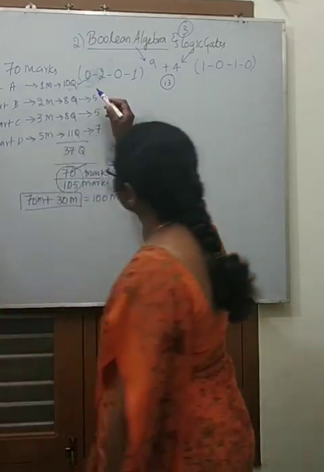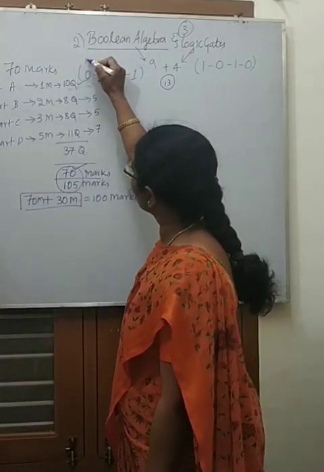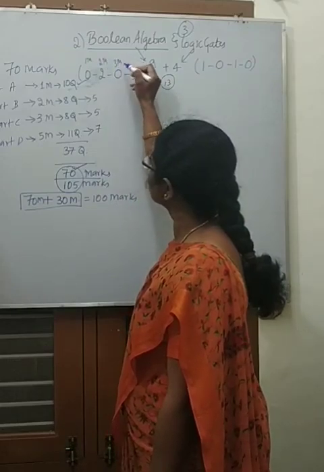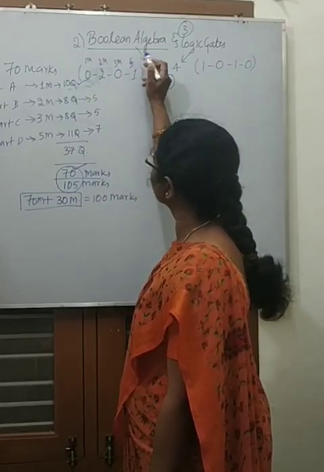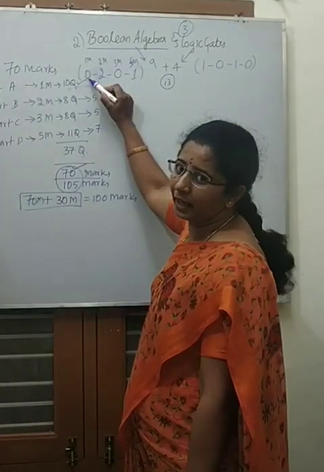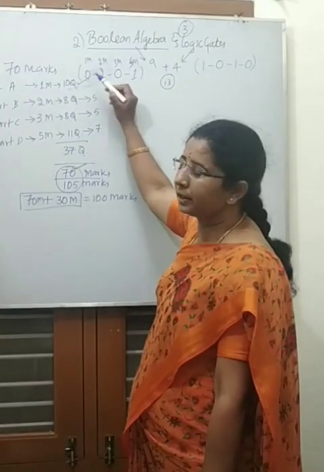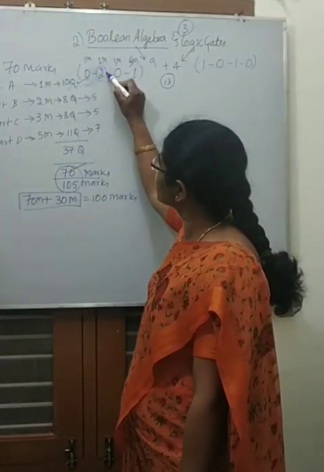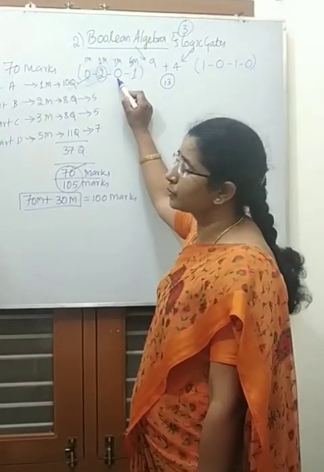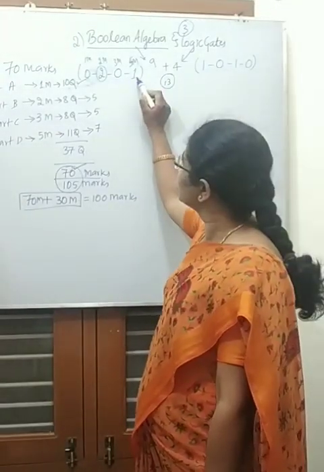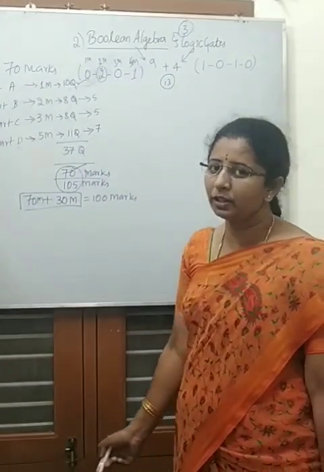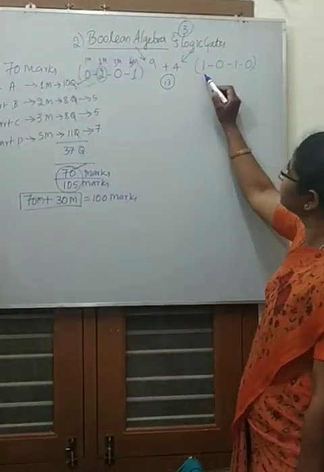So come back here. This means 1 mark, this means 2 marks, this means 3 marks, this means 5 marks. There is no question from part A. There are 2 questions from part B of 2 marks. There is no question of 3 marks. There is only 1 question of 5 marks in part B. Hope you understood.